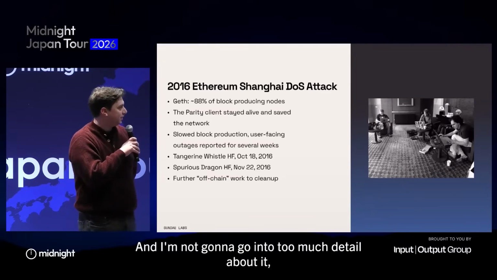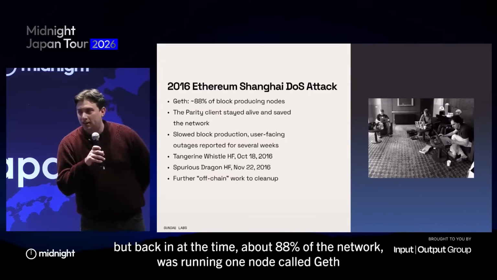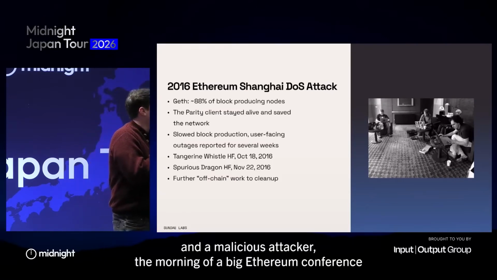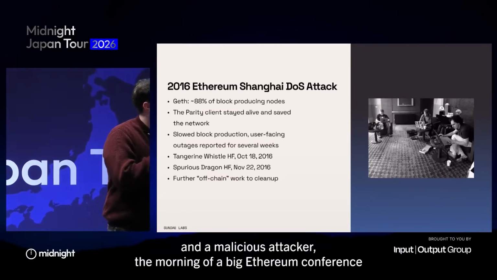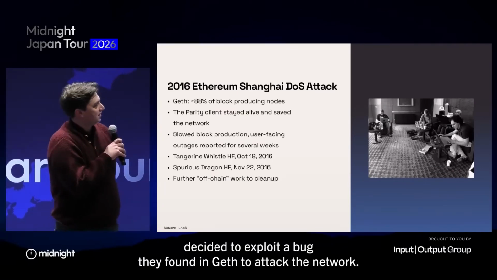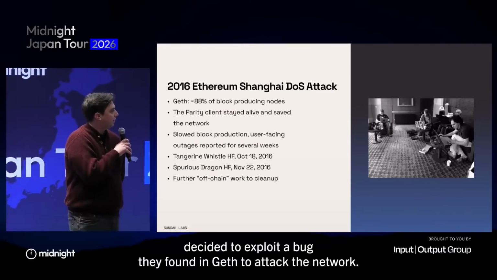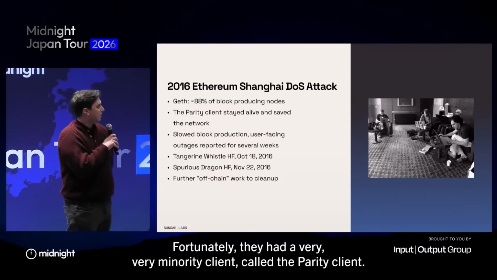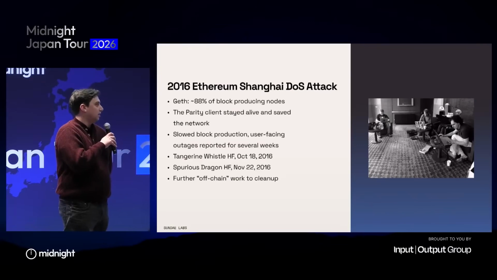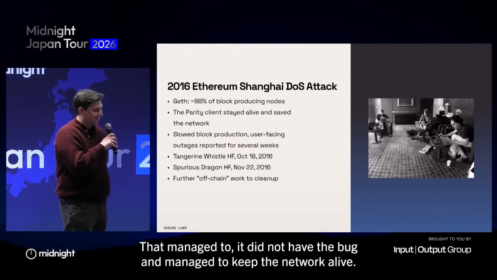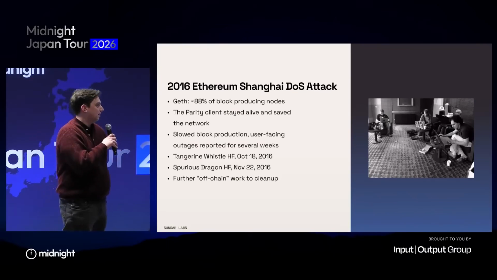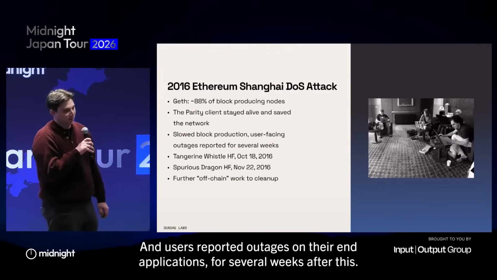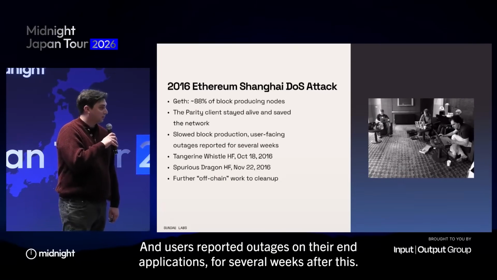I'm not going to go into too much detail about it, but back at the time, about 88% of the network was running one node called Geth, and a malicious attacker, the morning of a big Ethereum conference, decided to exploit a bug they found in Geth to attack the network. Fortunately, they had a very, very minority client called the Parity client that did not have the bug and managed to keep the network alive, although block production was ridiculously slow at the time, and users reported outages on their end applications for several weeks after this.